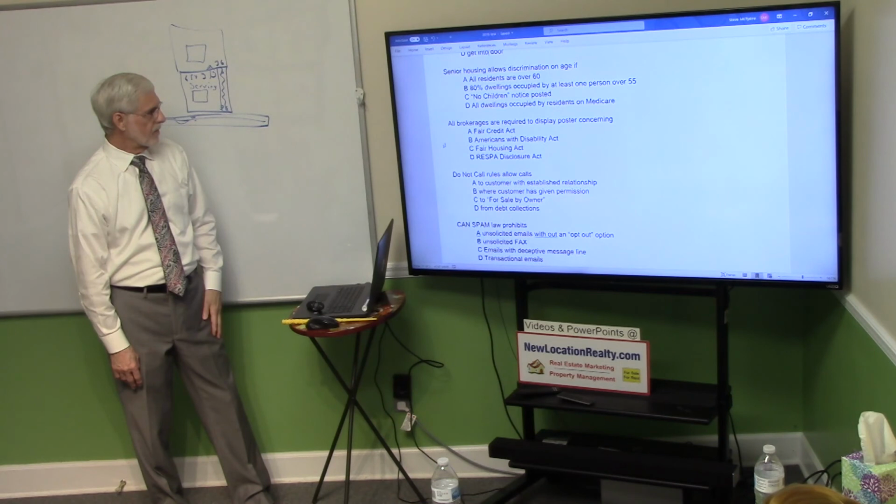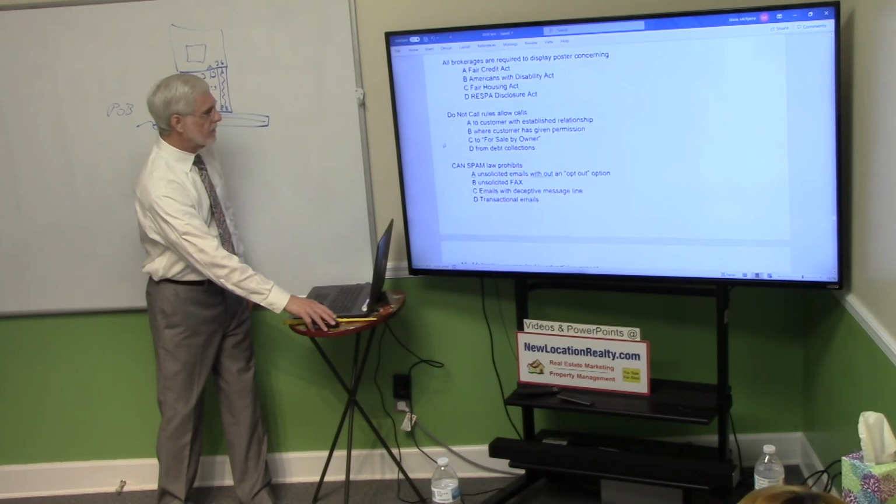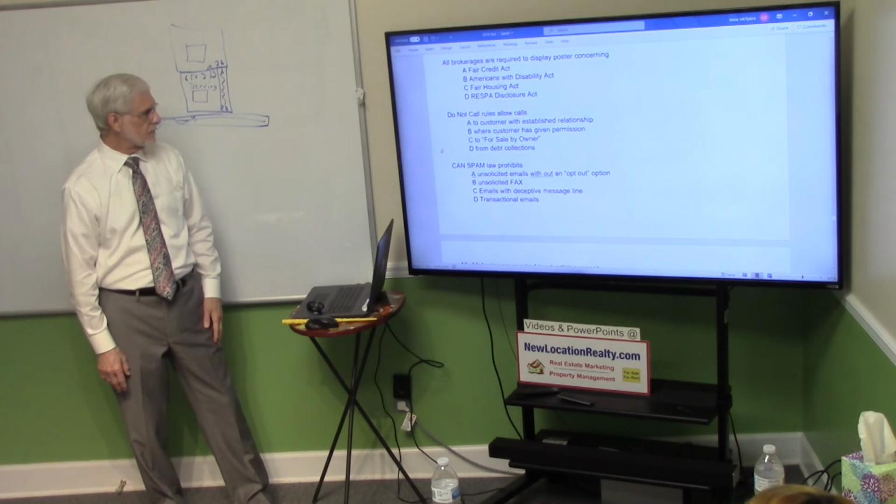All brokerages are required to display posters concerning fair housing. Fair Housing Act, yep. Six more pages. B, do not call rules, allow calls.